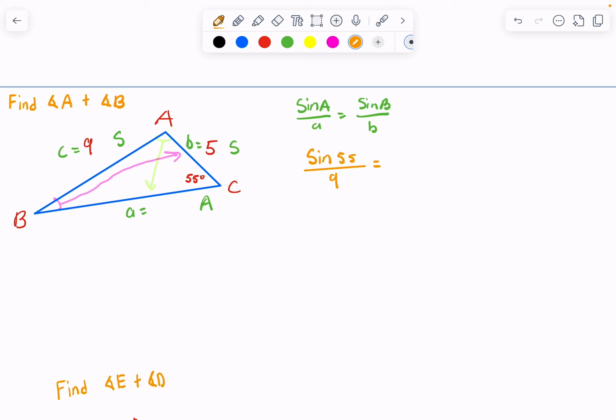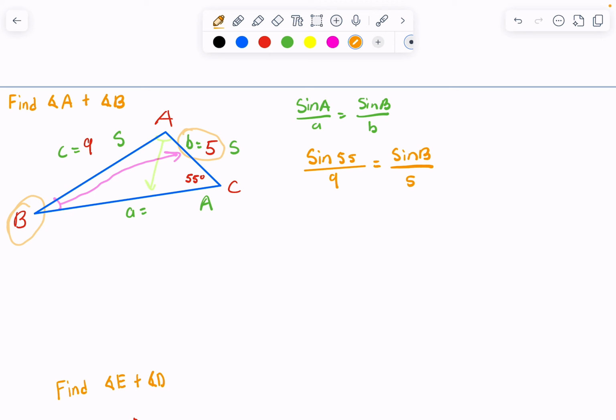So what you should do is you should probably solve, and not probably, like definitely solve for angle B because you're given its corresponding side. You can't solve for angle A because you don't know its angle and you also don't know its side. So we're going to solve for B. So we're going to plug that in. So that would be sine B over 5.